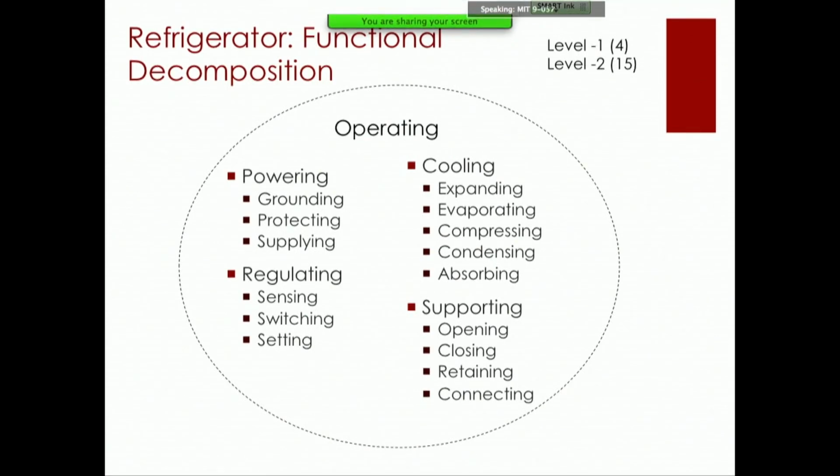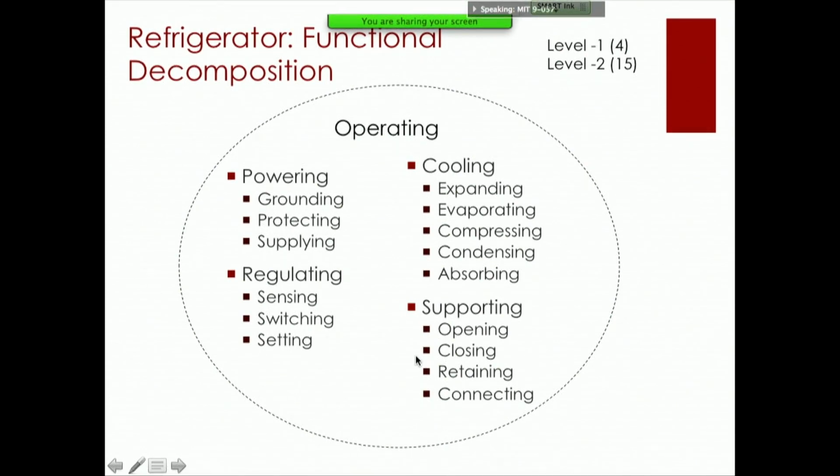And so in cooling, we have those four: expanding, evaporating, compressing, condensing. But I'm adding the absorbing process, which is that the heat then needs to be absorbed by the exterior air. We have to power the device. You can decompose that into grounding, protecting, supplying. Regulation, right, keeping it at the set point. You can decompose that process into sensing, switching, and setting the set point.